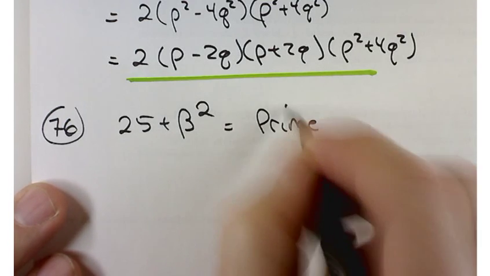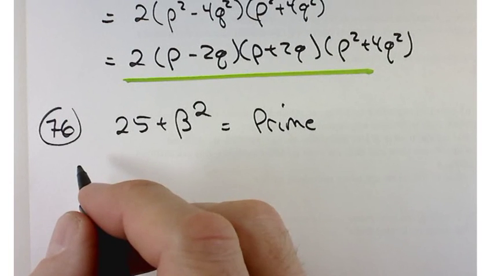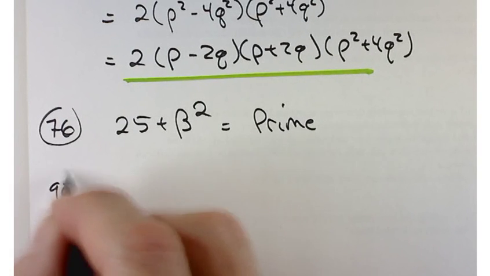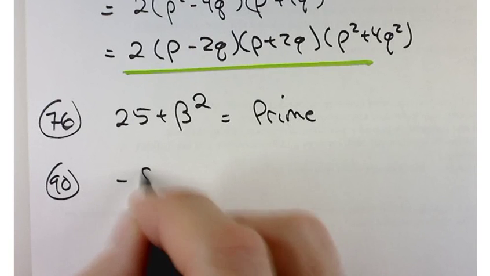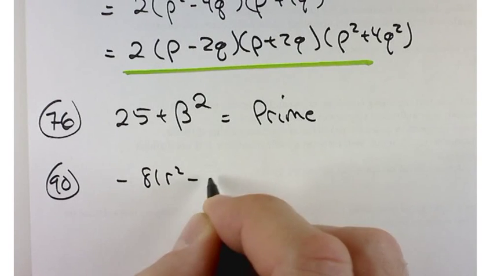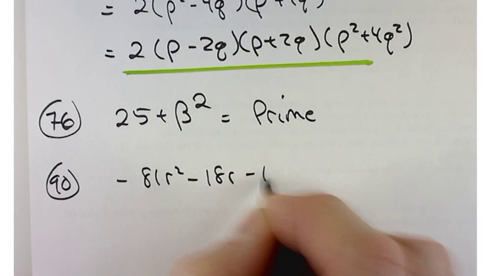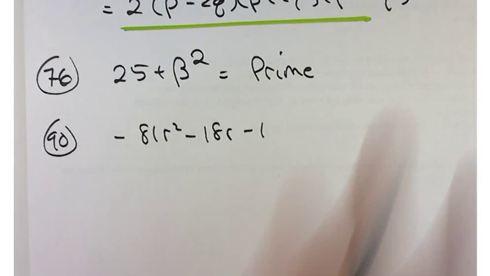Suggestions on this one. What would you do to start? Factor how? GCF. What could I factor out of all these then? Yeah, let's factor out that negative. Thank you much. So 81r squared plus 18r plus 1.